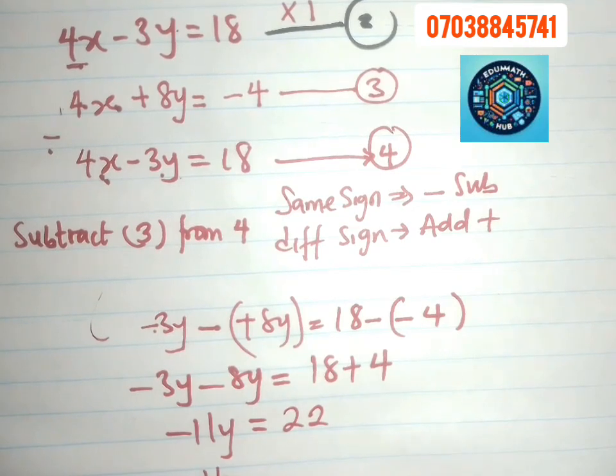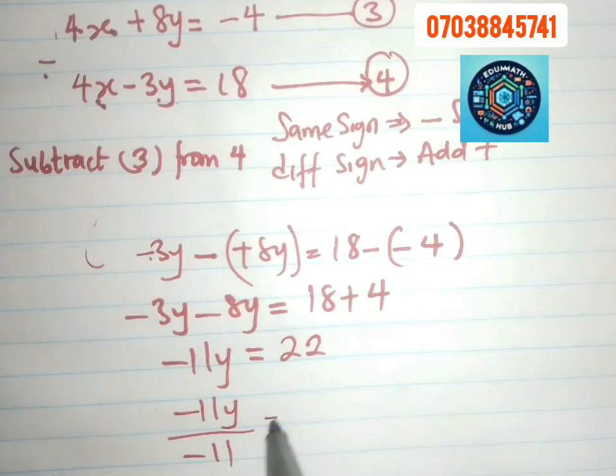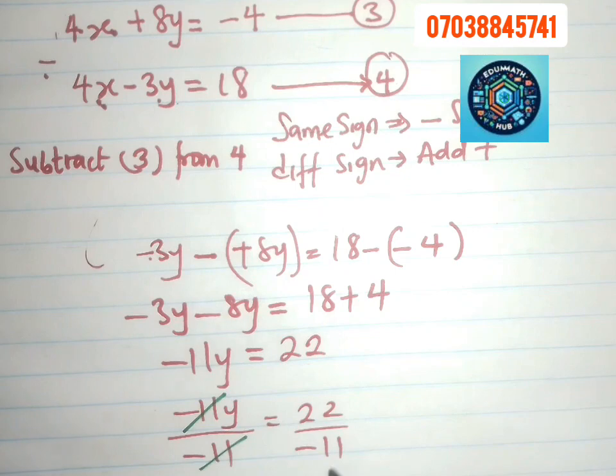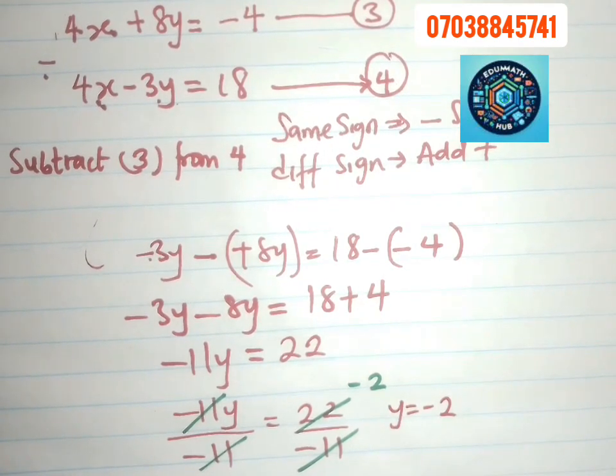So you have minus 11y divided by minus 11 equals 22 divided by minus 11. The minus 11 cancels the minus 11, and you're going to get 2 over minus 2. So the value of y is minus 2. But you've not gotten the value of x yet.